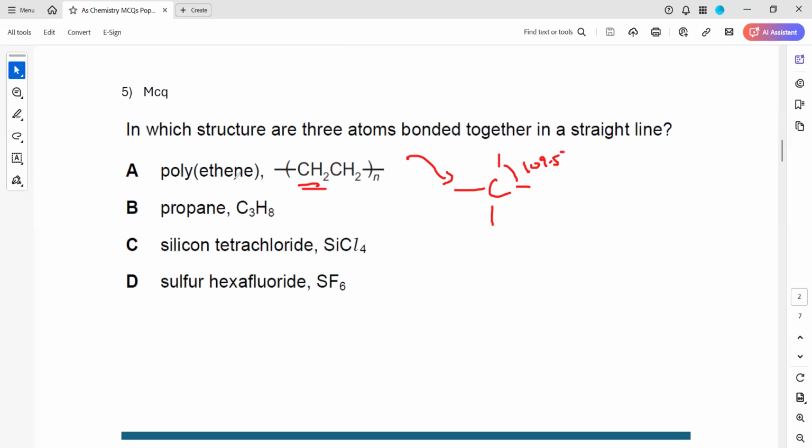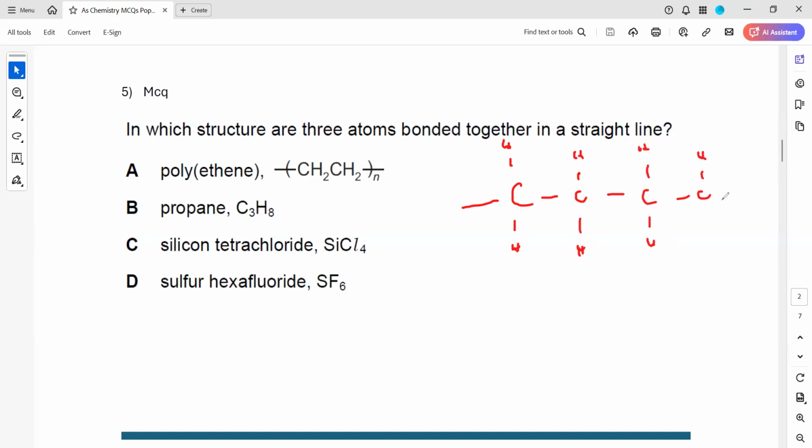So this cannot be in a polyethene, as a carbon will form... We'll have the structure like this, the polyethene. This is one unit. Then there will be another unit of the polyethene. So the carbon, as it is forming single bond, the bond angle will be 109.5. And when bond angle is 109.5, to be in a straight line, the bond angle should be 180 degrees. So this cannot be an answer.